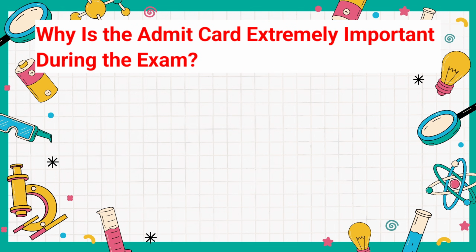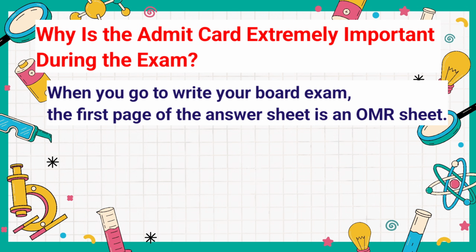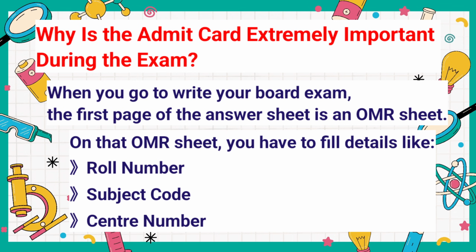Why is the admit card extremely important during the exam? Now listen very carefully. When you go to write your board exam, the first page of the answer sheet is the OMR sheet. On that OMR sheet, you have to fill in details like roll number, subject code, center number. Now tell me one thing, where will you get all these details? Exactly, from your admit card. You cannot remember all these details by heart. Without the admit card, you cannot correctly fill the OMR sheet. And without filling the OMR sheet properly, you may not be allowed to write the exam correctly. That's why CBSE provides the admit card to every student through the school.